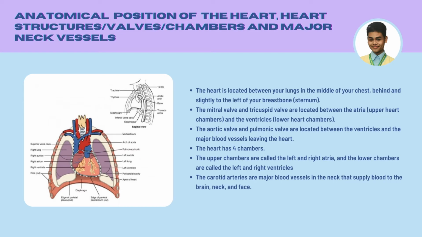The mitral valve and the tricuspid valve are located between the atria, the upper heart chambers, and the ventricles, the lower heart chambers. The aortic valve and the pulmonic valve are located between the ventricles and the major blood vessels leaving the heart. The heart also has four chambers. The upper chambers are called the left and right atria, and the lower chambers are called the left and right ventricles. The carotid arteries are major blood vessels in the neck that supply blood to the brain, neck, and face.